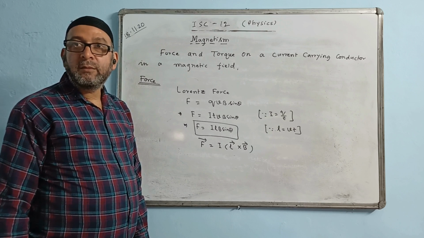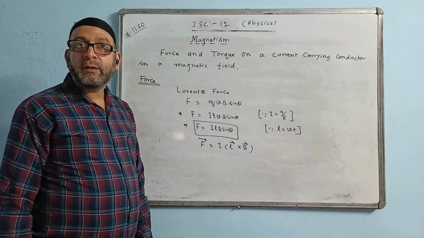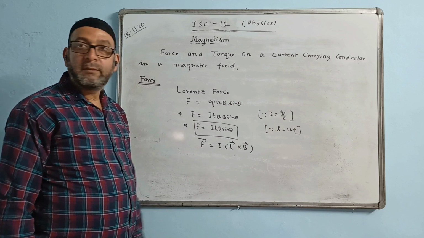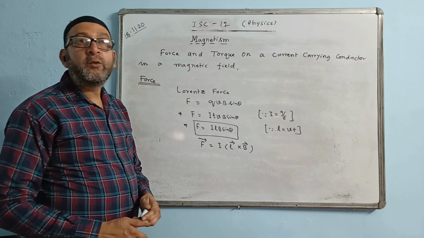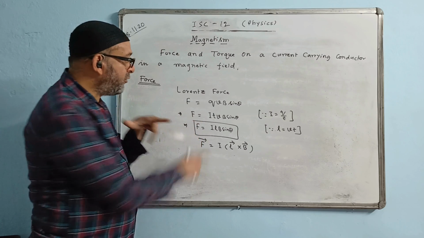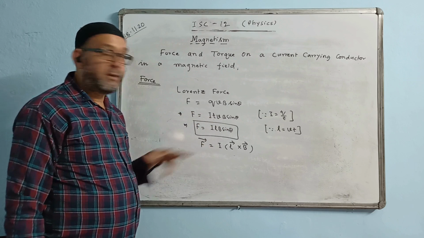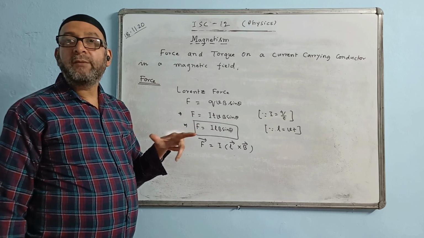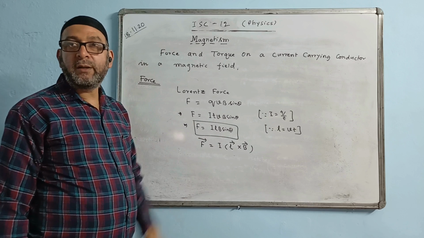Express Lorentz force in vector form for a current carrying conductor. For a current carrying conductor, then we write like this. Basically, both of them are same. And we use Fleming's left hand rule mainly for the current, not for the charge. We are using this one mainly for the current carrying conductor. We know the fact that whenever charges flow, they give current.